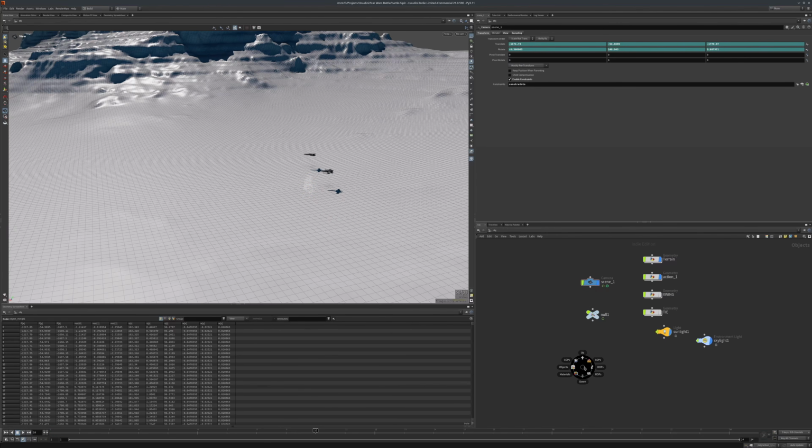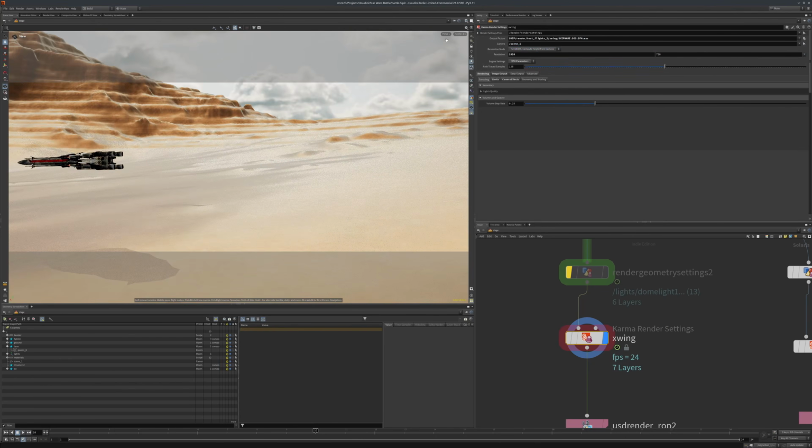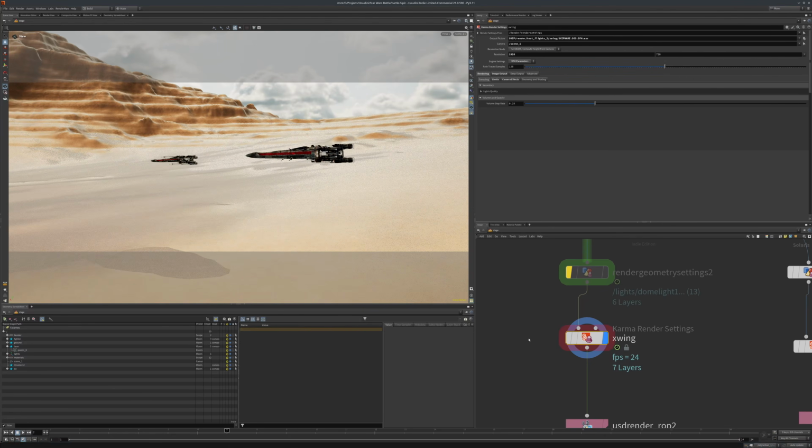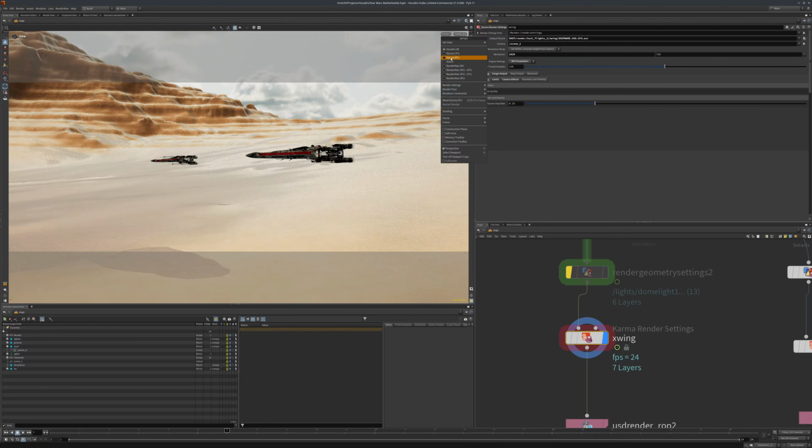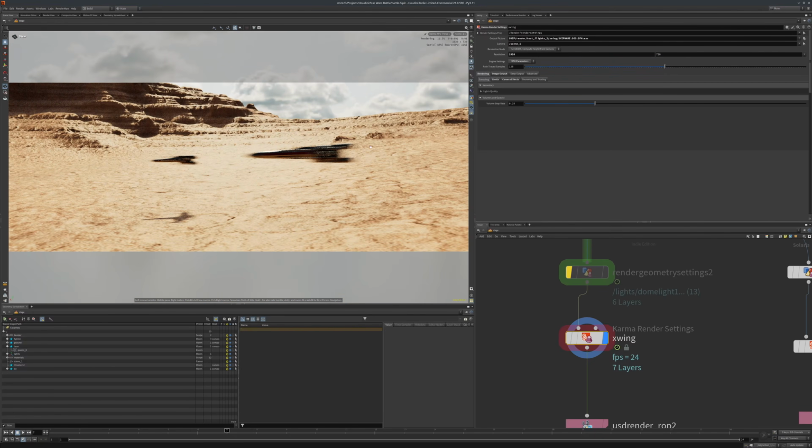So if we go into LOPs here and take a look at this, and we do a render, let's just see as well. We render this. This is what we get. This is not really correct, right?